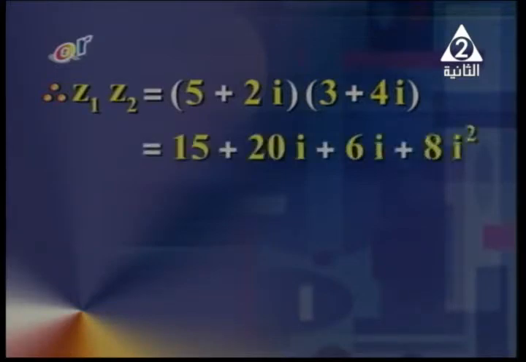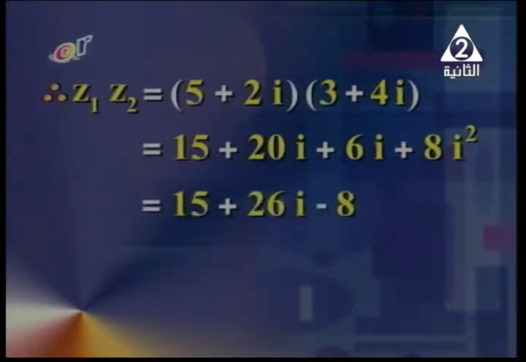Dear student, another solution: if we have z1 times z2, the bracket containing 5 plus 2i times the bracket containing 3 plus 4i, we multiply first times first, 15, the two extremes 20i, the two means 6i, second times second 8i squared. Since i squared equals negative 1, the answer is 15 plus 26i minus 8, so the answer is 7 plus 26i.